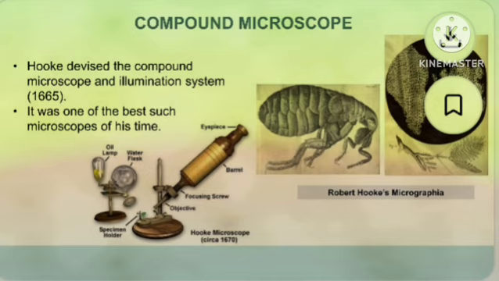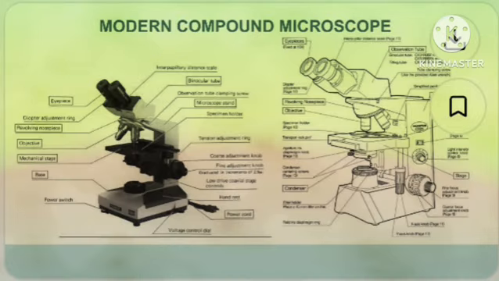Next slides, the compound microscope. Robert Hooke devised the compound microscope and illumination systems in the year 1685. You see the pictures of two types, and the modern compound microscopes. Listen carefully to what parts are present in modern compound microscopes. You see the parts in the pictures.